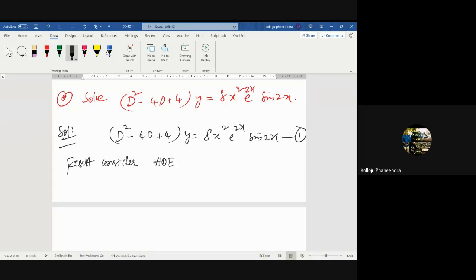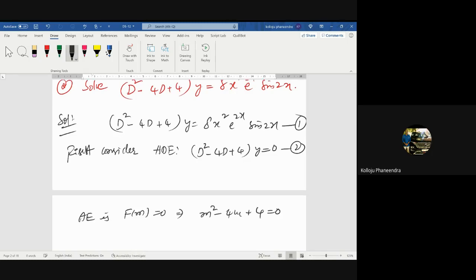First consider the homogeneous differential equation. What is that? (D square minus 4D plus 4) y equals 0. What is the auxiliary equation? f of m equals 0, that is m square minus 4m plus 4 equals 0.